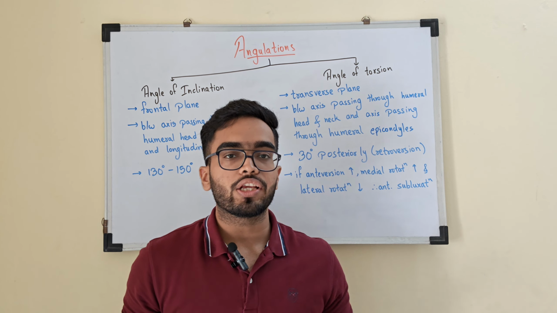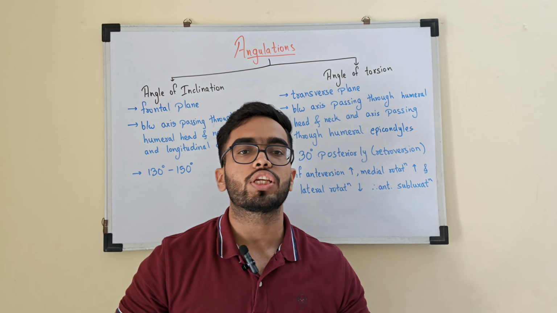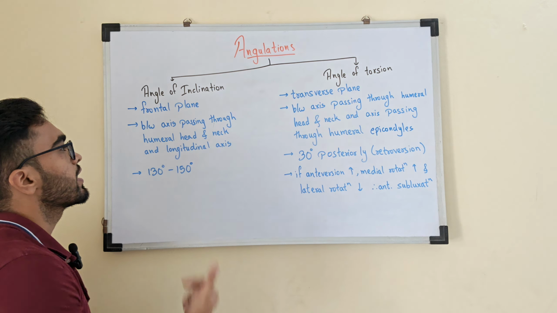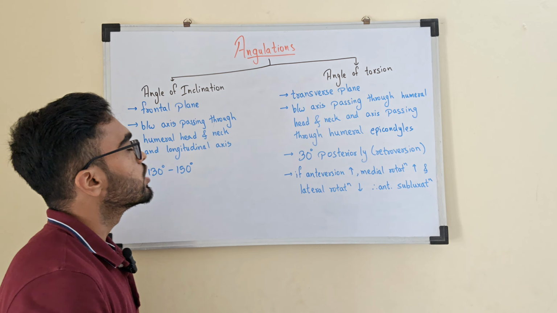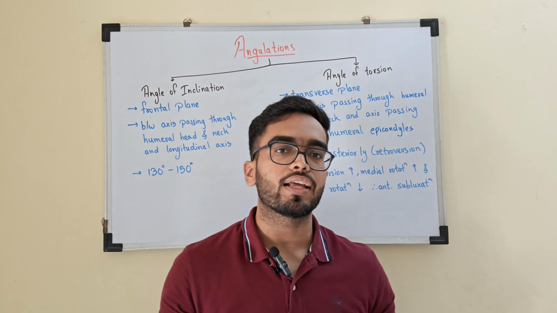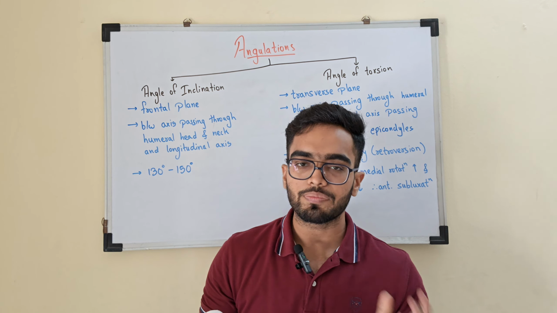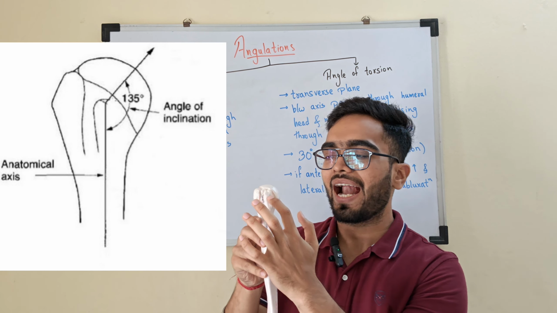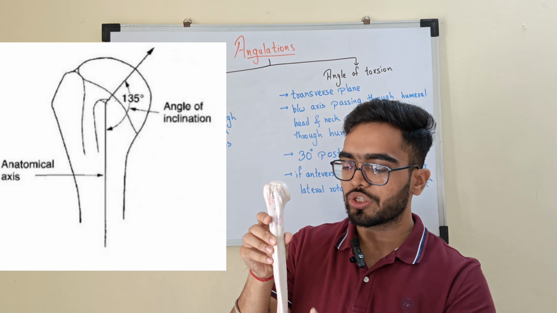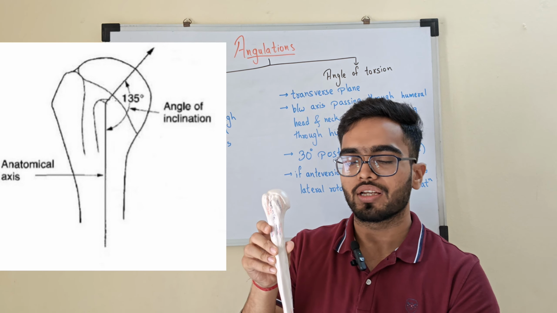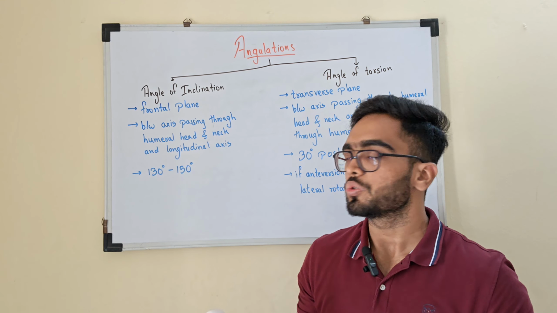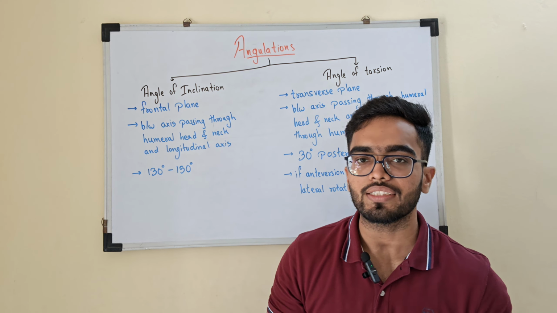Next, we have two angulations which help in the congruency of the glenohumeral joint. These are the angle of inclination and the angle of torsion. The angle of inclination is an angle in the frontal plane, between the axis connecting the head of humerus and the neck and the longitudinal axis of the shaft of humerus. It is usually 130 to 150 degrees.